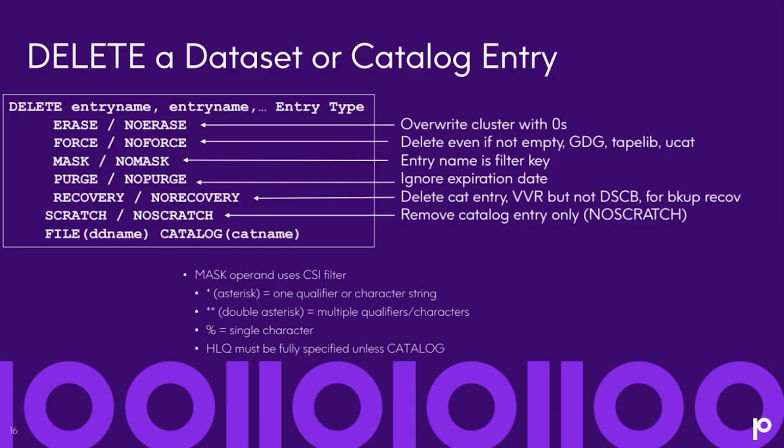If I really want to get rid of them all, I can say force. Purge or no purge allows me to ignore or not ignore an expiration date. And then there are some other special purpose operands on delete, which are usually used by the system programmer to say things like, well, I want to delete the catalog entry, but I don't want to delete the data set itself. I can say delete no scratch, or I want to delete the catalog entry VVR, but I don't want to delete the DSCB, recovery or no recovery. So those are special purpose.